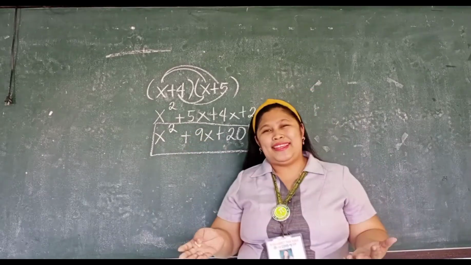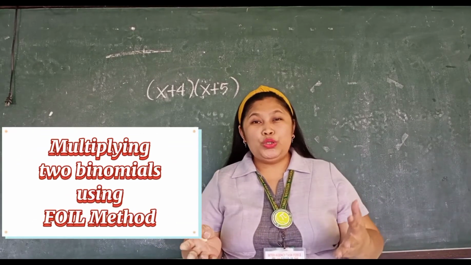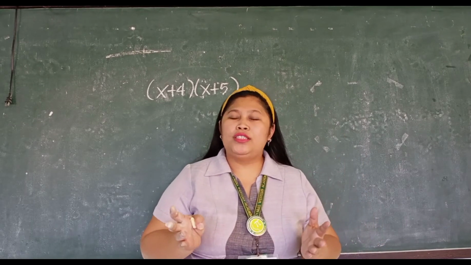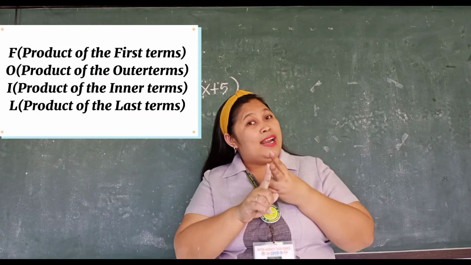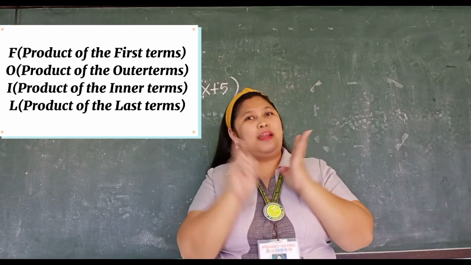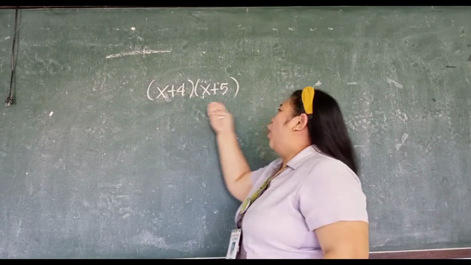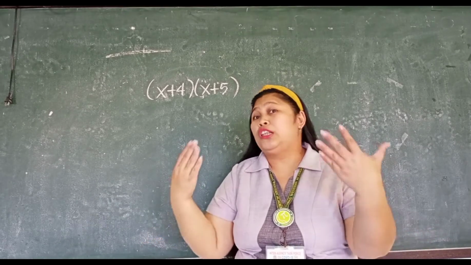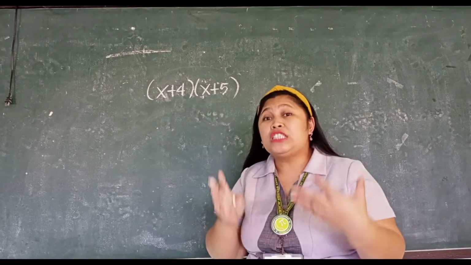9x plus 20. Class, aside from using the distributive property, we can use what we call the FOIL method. The FOIL method stands for the product of our first terms, the product of our outer terms, the product of the inner terms, and the product of our last terms. Again, using this example, x plus 4 times x plus 5, we're going to first determine what the first terms are.